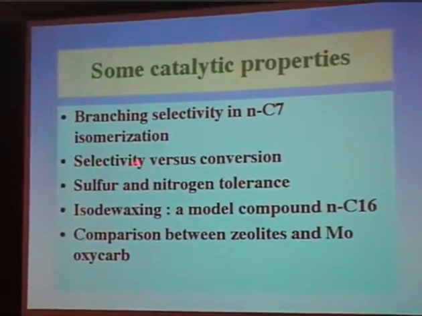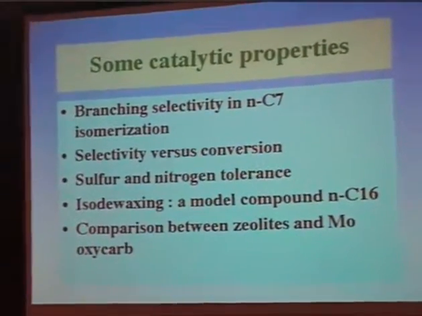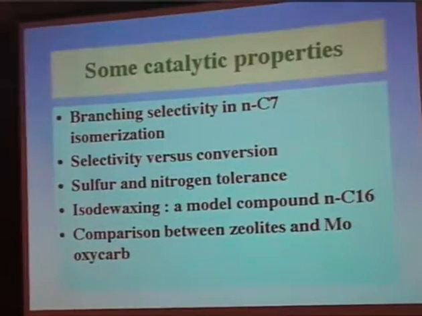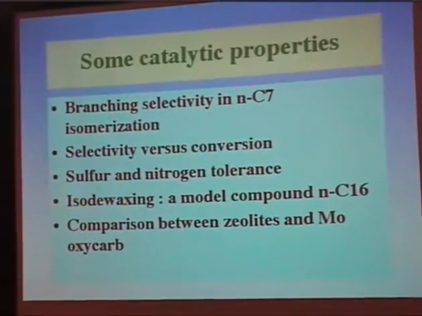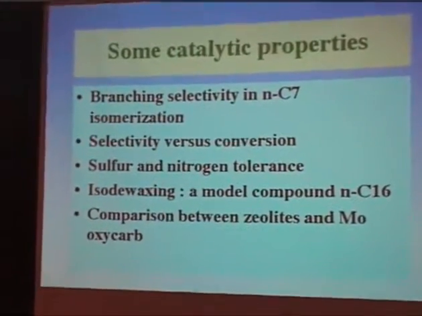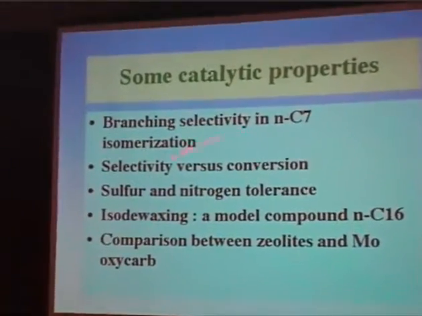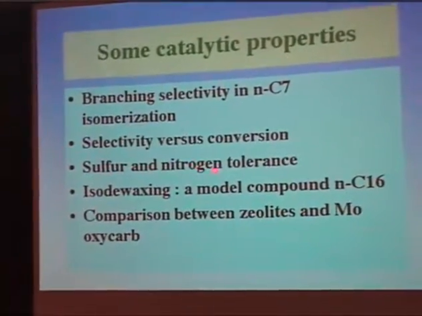Then we shall look at the second thing, which is very important, the selectivity versus conversion. When you take a conventional bifunctional catalyst, you know that the selectivity is decreasing when the conversion is increasing. We shall look at that. Then we shall look at the sulfur-nitrogen tolerance. And then we shall look at another example, the iso-dewaxing. And finally, we shall compare for this reaction zeolites and molybdenum oxycarbide. And finally, at the end, we shall look at other examples of application, if I have time.